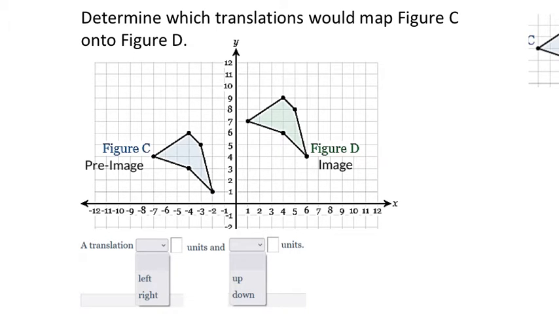So on the assignment, you're going to see boxes like this. A translation, it's going to go left or right, this many units, and then up or down this many units. So that's why I'm focusing on horizontal first and then vertical second.